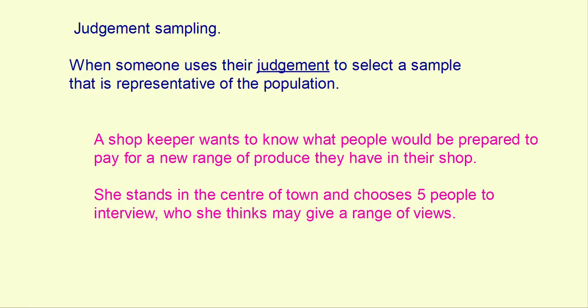Judgment sampling is when someone basically uses their judgment to try and select a sample that's representative of the population, that's not random. So a shopkeeper wants to know what people would be prepared to pay for a new range of products they have in their shop. She stands in the centre of town and chooses 5 people to interview who she thinks are going to give a range of views. So she might pick an older person, she might pick a younger person, she might make sure that they've picked male and female. They're trying to be as representative as possible. So you're using your judgment to try and select a sample that is representative of everybody's views. That's judgment sampling. Get that one written down.